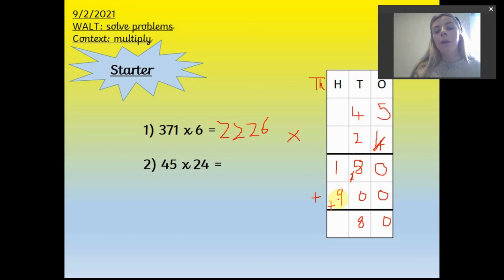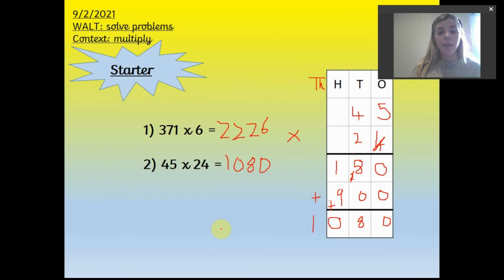And then we need to do 1 add 9, or really it's 100 add 900. 1 add 9 is 10, so 100 add 900 will be 1000. So I'm going to put my 0 there, and now I've got nothing in my thousands column, so I don't need to carry that, so I can put it straight into that column. So 45 times 24 is 1080.